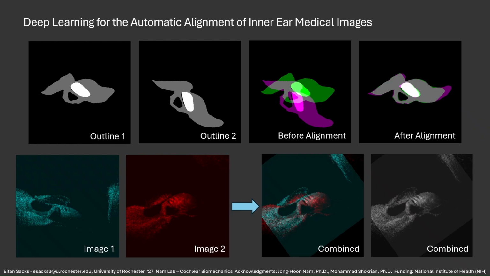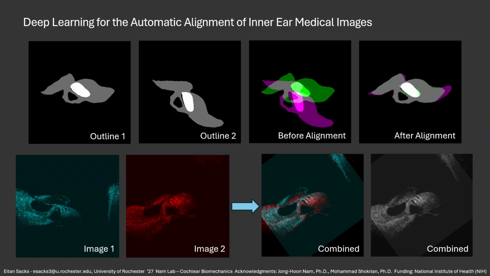The basis for this project is that aligning medical images of the inner ear is essential to understanding the data associated with them. However, doing this by hand is tedious, inconsistent, and boring. To remedy this, I have developed a solution that uses deep learning to automate this process.